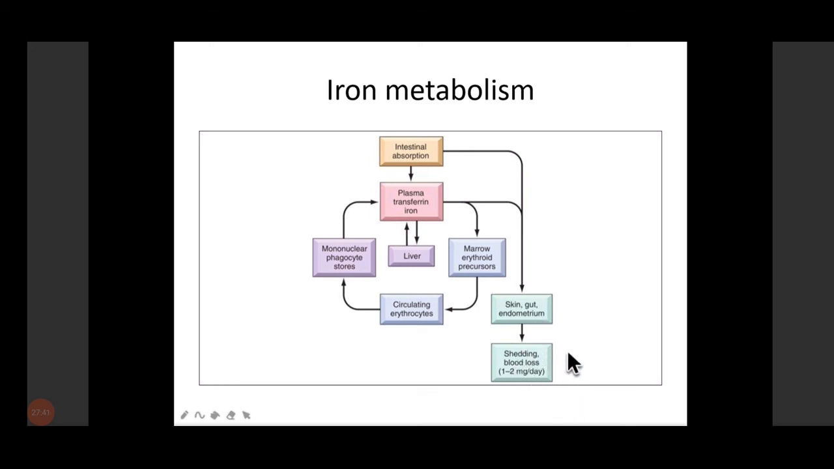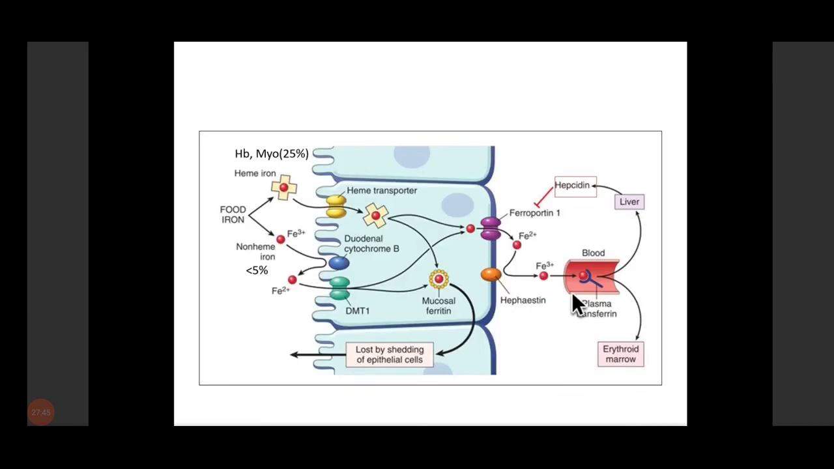This is the normal blood loss per day. Okay, so this is the iron metabolism, and this is the transport. This is taken from Robbins, which occurs inside the intestinal enterocytes. As I've said, the heme iron, which is bound in the food, while non-heme iron constitutes less than 5%.